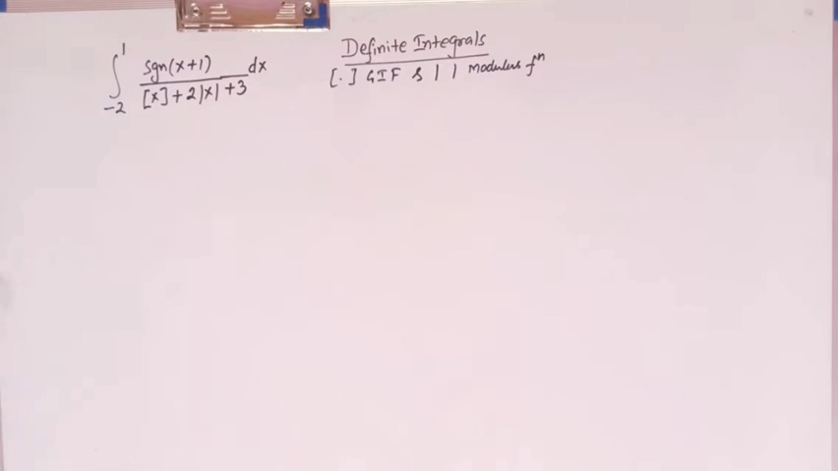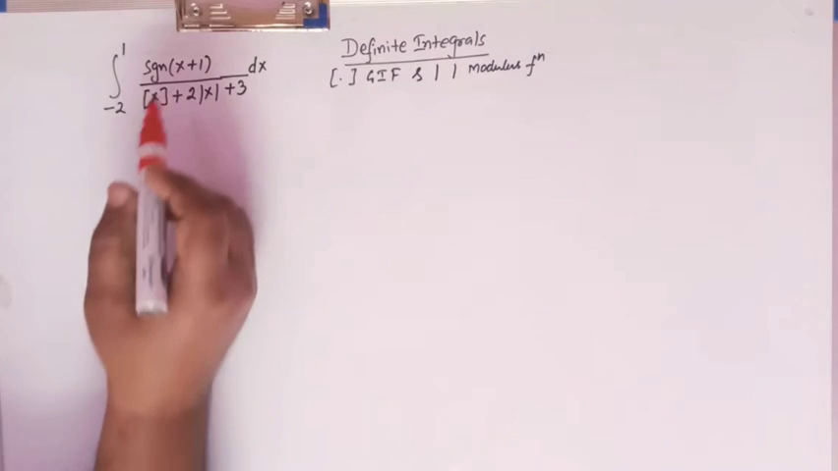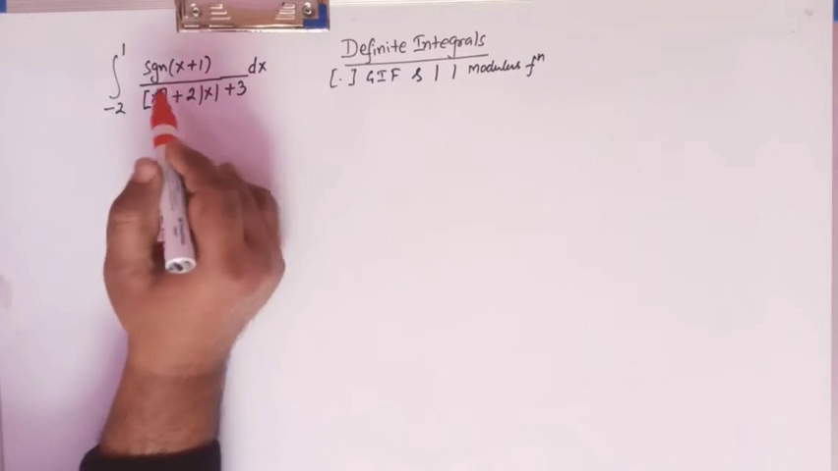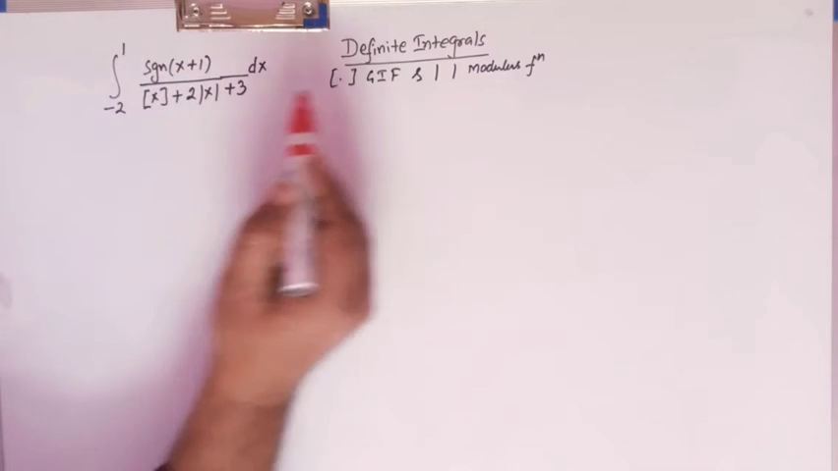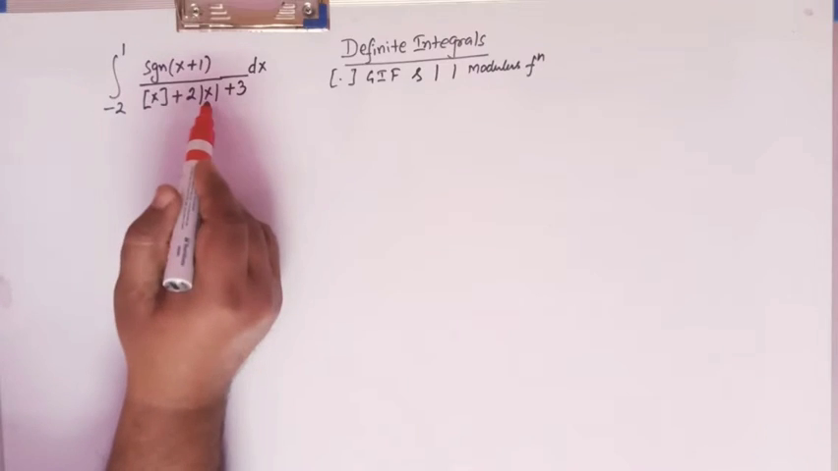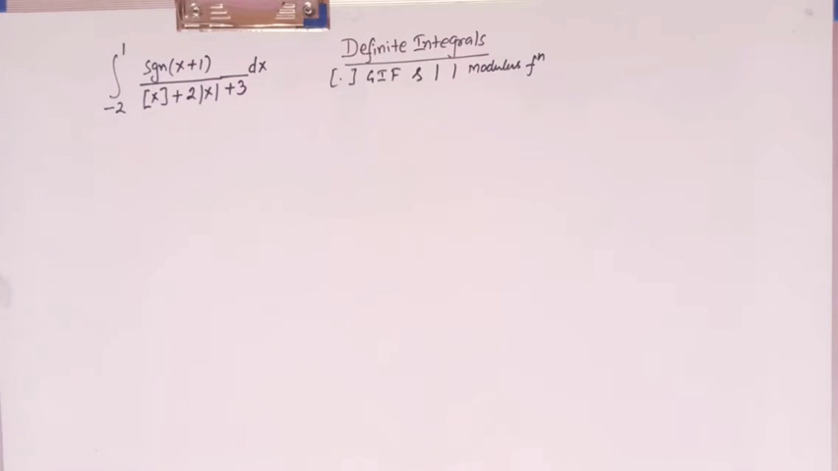Here we notice one important thing, that the integrand is a combination of a signum function, a greatest integer function, and an absolute value function. So let us start. Before proceeding further, let us take the definition of the signum function.